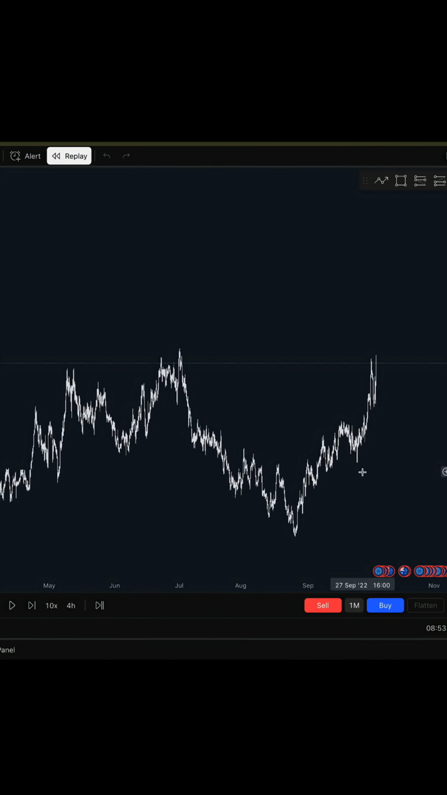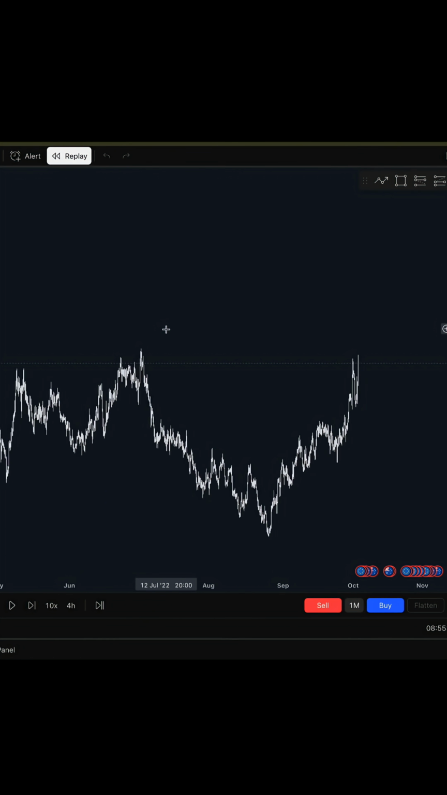And we're just going to be using these concepts of simple support resistance trading to show you how you can grow an account, and in this case double it. Here's how I start off.